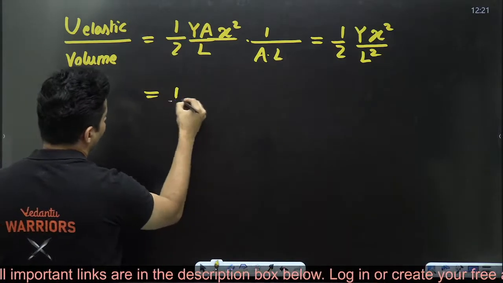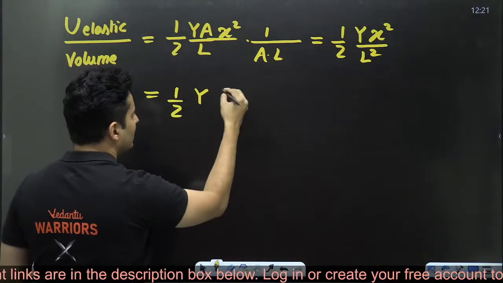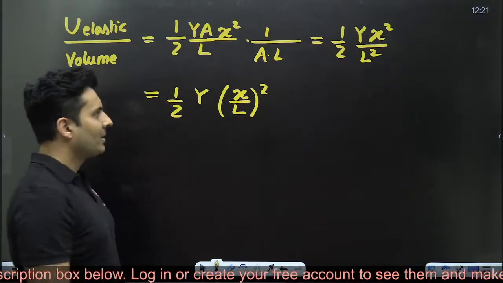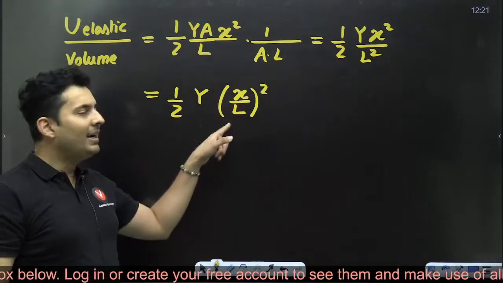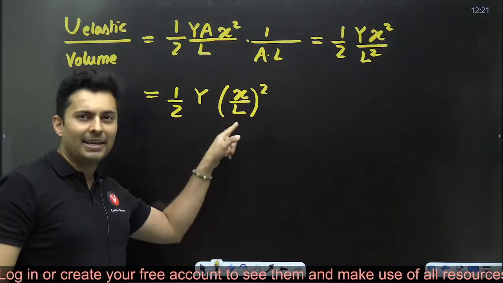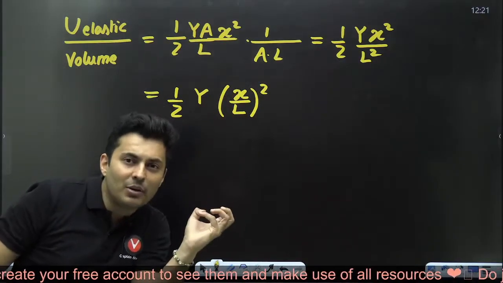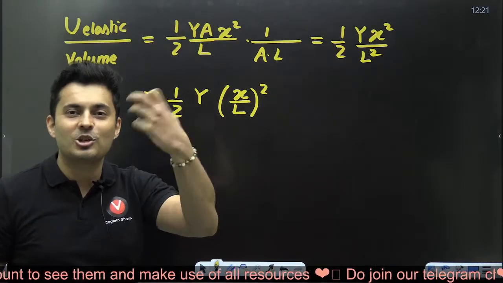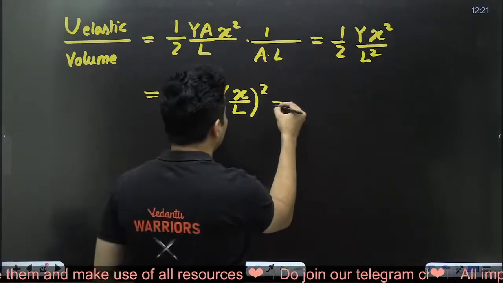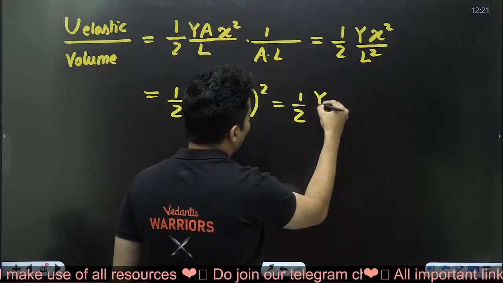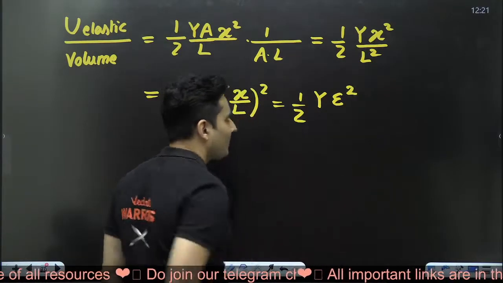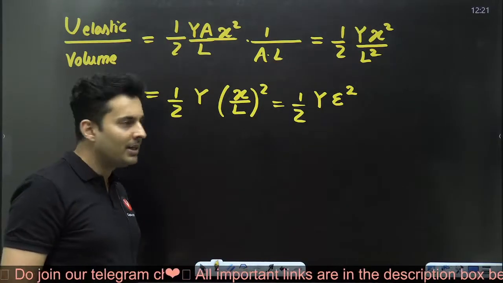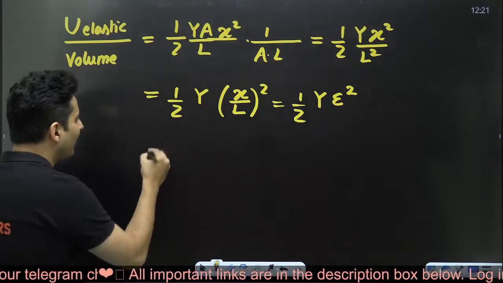Now what I will do, I'll just play with this. Observe carefully. Half Young's modulus, I will write this as x by L whole square. Deliberately I wrote it. Why? Because I know x by L is change in length per unit original length. So that is the dimensionless ratio, strain. So can I not just write it as half Young's modulus into strain square? Everybody with me?